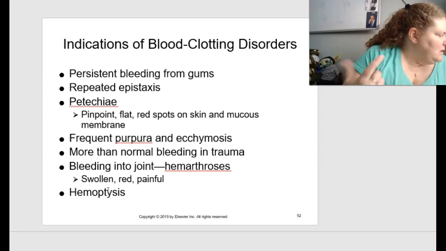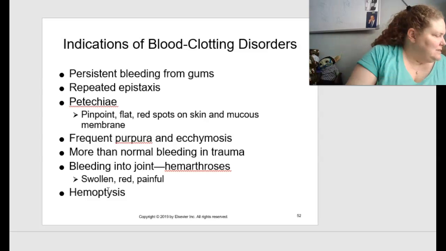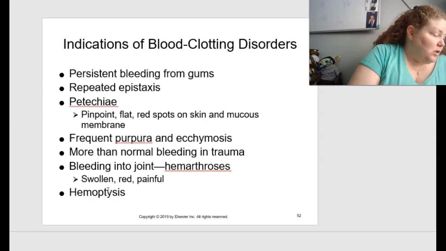And there's a nice little orange box that says warning signs of excessive bleeding and possible blood clotting disorders. So again, persistent bleeding around the gums and teeth, or repeated nosebleeds. The petechiae, which are those spots that result from bleeding from a capillary or small artery. The frequent purpura and ecchymoses, which are large purplish, red, or greenish areas on the skin, or bruises. Excessive bleeding from a trauma, bleeding from a joint, coughing of blood, which is hemoptysis, and this would be bright red flecks in the sputum.